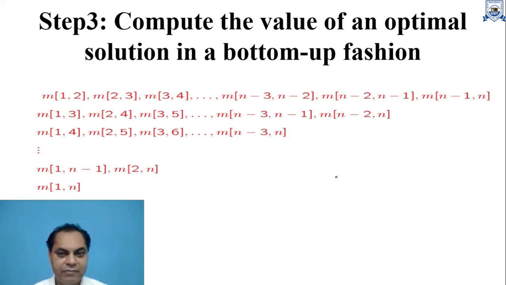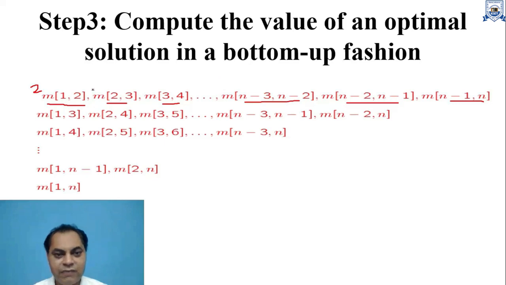So let's discuss a simple example. As we have to work bottom-up, first of all we find the solution of all small problems. The smallest problem is for size 1, for which the value is 0, and after that we have to find the minimum number of scalar multiplications required for size 2. Size 2 means matrix 1 to matrix 2, matrix 2 to matrix 3, then 3 to 4, and then n minus 2 to n minus 1, n minus 1 to n. That means this is for size 2.